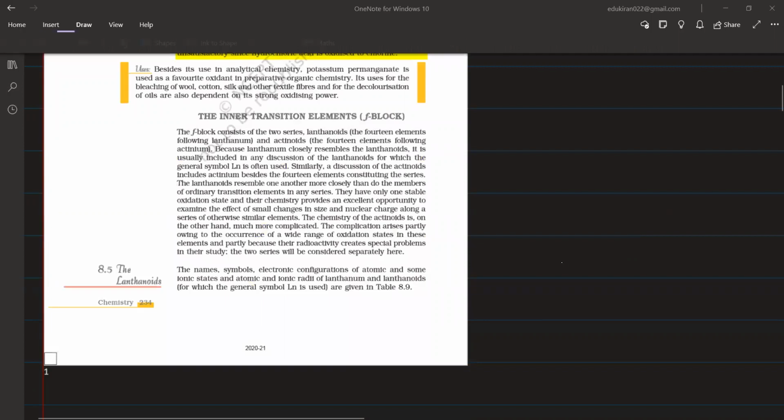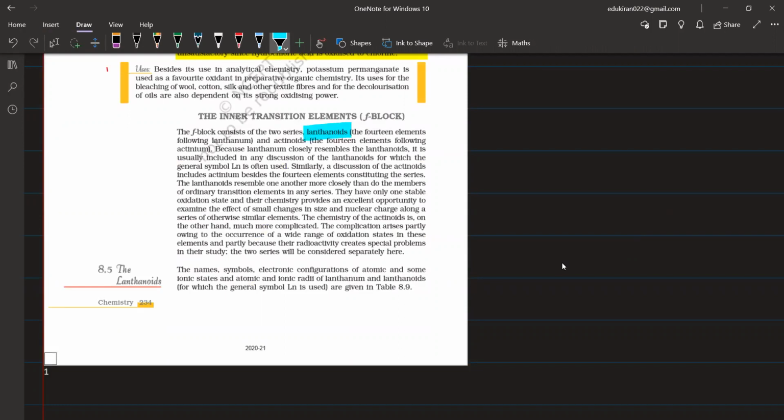Elements after lanthanum are known as lanthanides, and the elements after actinium are known as actinides. So there are two main categories. They have only one stable.